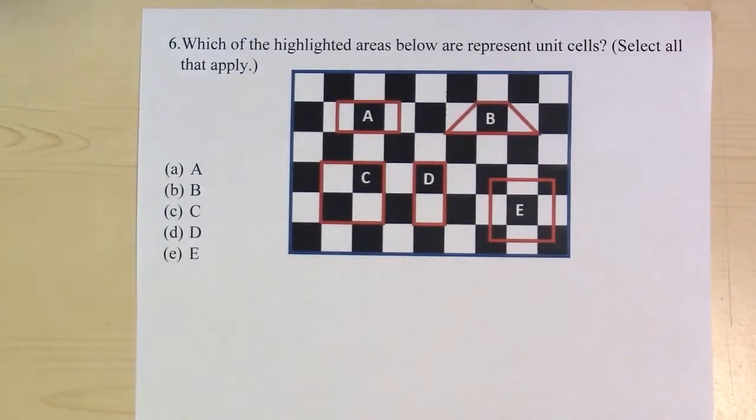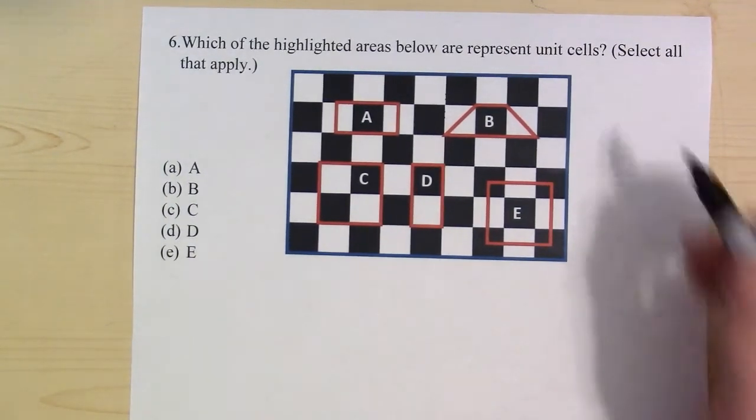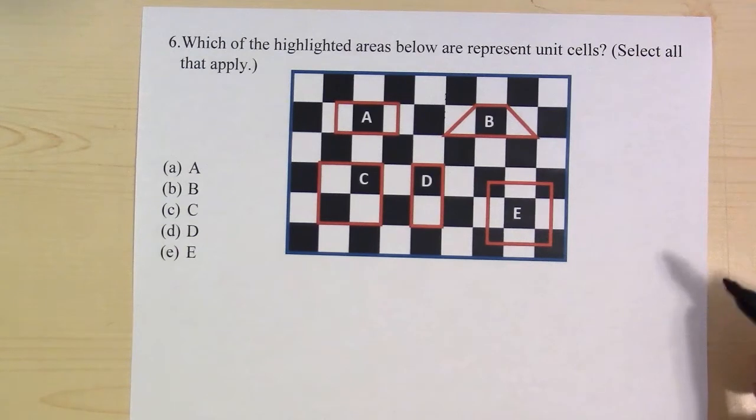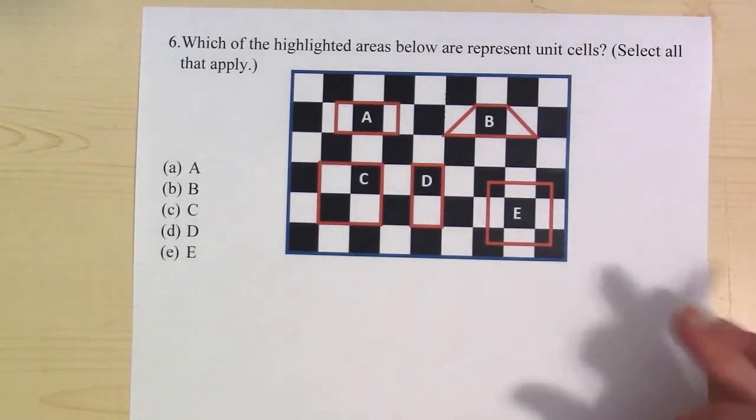All right, moving to number 6. It says, which of the highlighted areas below represent unit cells. So we want to select all that apply here. A unit cell is something that can be translated along its axes, and you'll have the exact same area enclosed, either translating along the x or y axis.